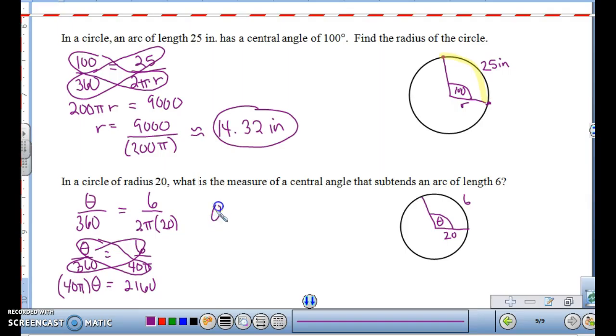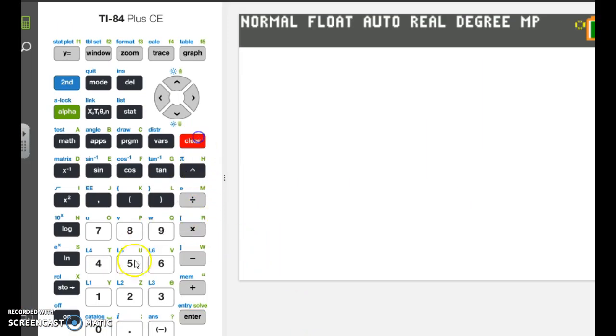Now to solve for theta, you get theta equals 2160 divided by 40 pi. Now again, put the 40 pi in parentheses when you divide it. So we get out our calculator, 2160 divided by parenthesis 40 pi.